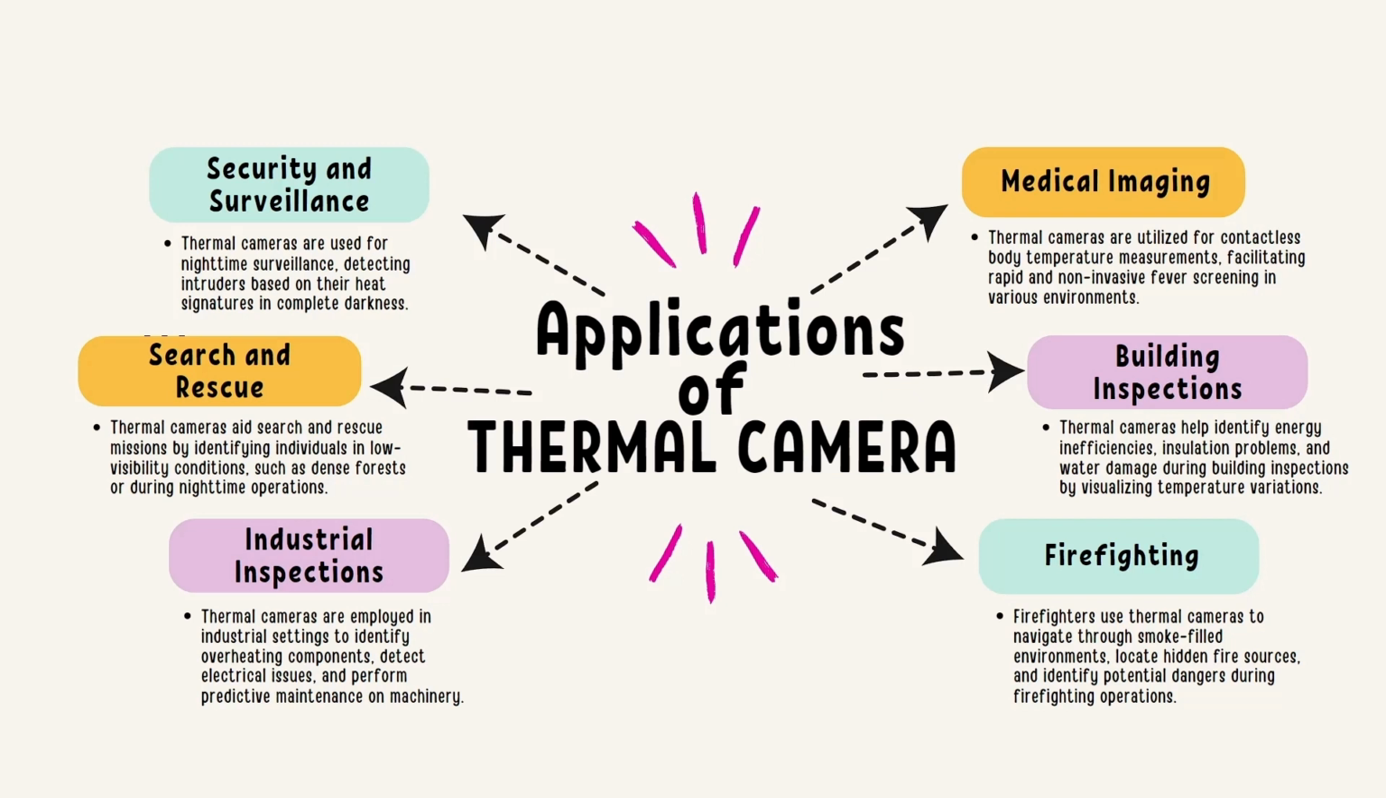Next, building inspections. Thermal cameras also help identify energy inefficiencies, insulation problems, and water damage during building inspections by visualizing the temperature variations. Moving on, firefighting. Thermal cameras are greatly used by firefighters to navigate through smoke-filled environments. Since infrared radiations are of a higher wavelength, they do not deviate away and scatter when they encounter smoke-filled environments. So basically, it can be used to locate hidden fire sources and to identify potential dangers during firefighting operations.